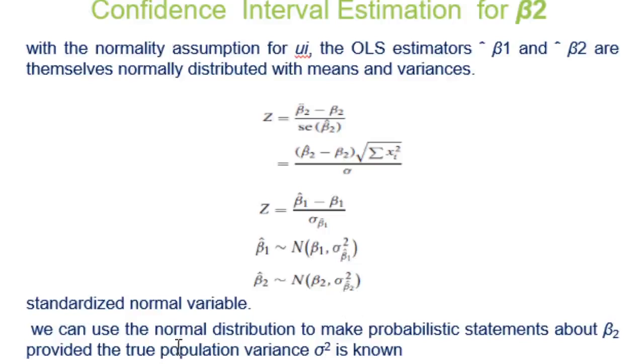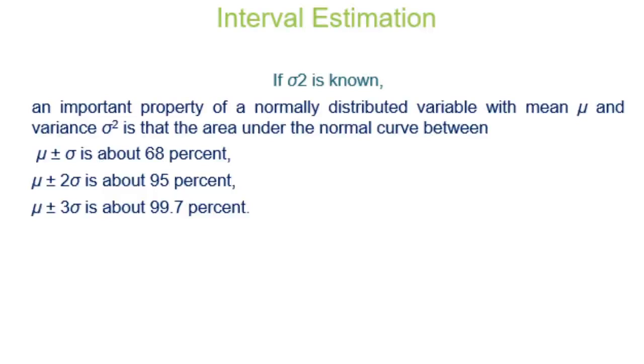We can use the normal distribution to make the probability statement about beta 2 provided the true variance, sigma square, is known. If sigma square is known, an important property of a normally distributed variable with mean mu and variance sigma square is that the area under the normal curve can be explained as follows.